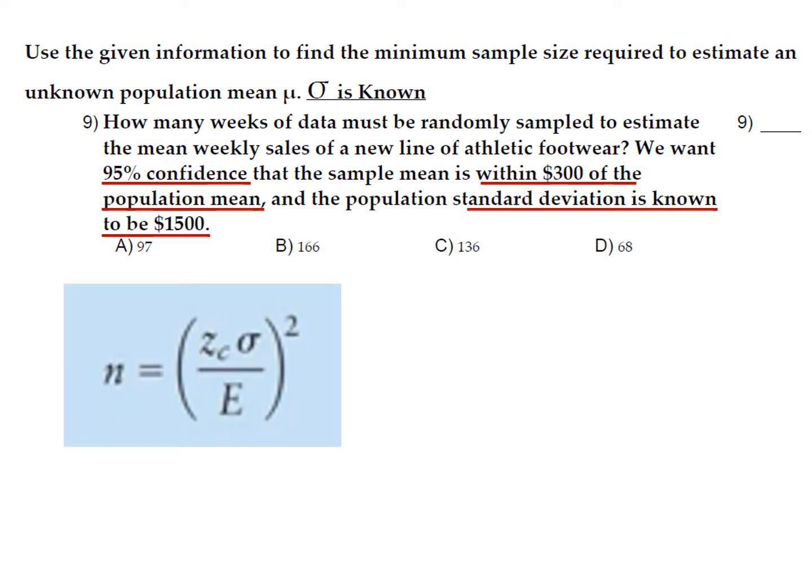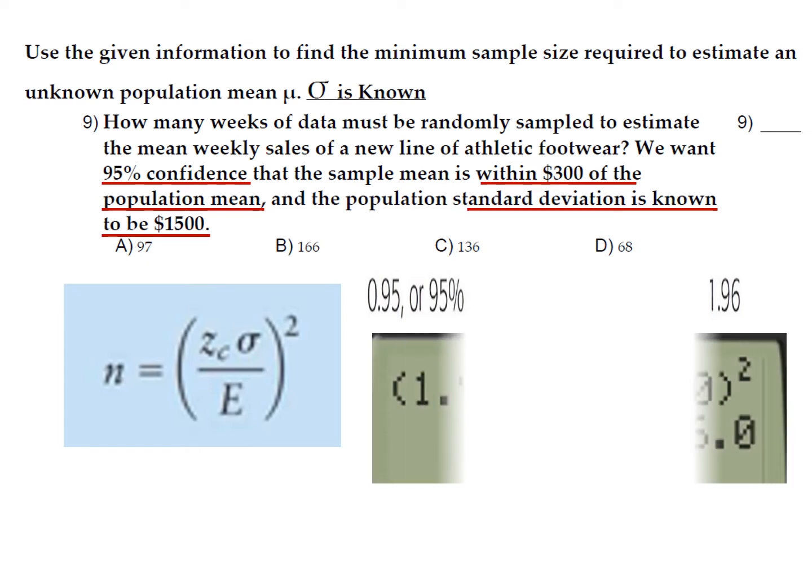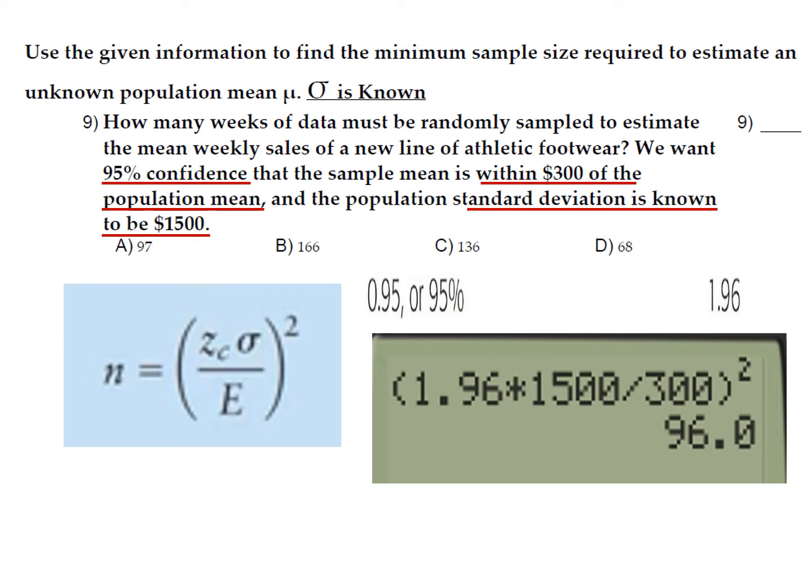There's my formula. We're looking at a 95% confidence level. There's my z-score, 1.96. Sigma is given to us as 1500, the standard deviation, and the error is 300, within $300 of the mean. Putting those 3 values in, here's one where it's 96.0. Sometimes they round that up to 97, sometimes they don't. But in this case, nothing even close: 96 to 97, 166, 136, 68, nothing close. Here it is, letter A.